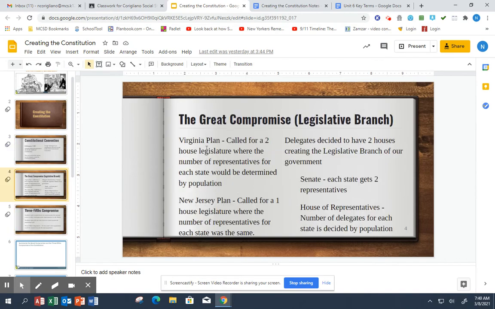Same thing here. You look at the Virginia plan and the New Jersey plan first. And then you look at the Great Compromise, and you see that they created the Senate and the House, where the Senate gets 2 representatives for each state, and in the House of Representatives, the number of representatives for each state is decided by population. Okay? So you start on the left, you go all the way down to the bottom, then you move over to the right. That's how you read these slides.